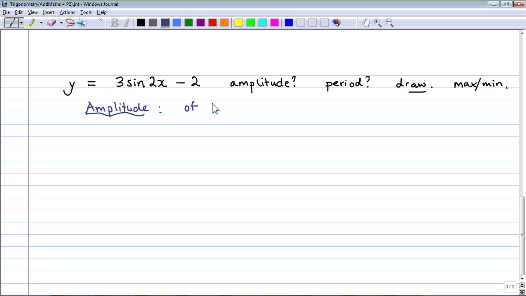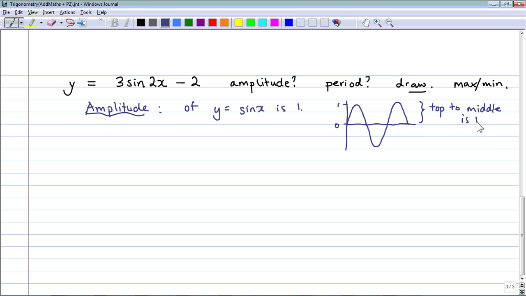Amplitude of y equals sine x is 1. What do I mean by that? I mean that if we draw a sine curve, the distance from the top to the middle is 1. And of course that's also the distance from the bottom to the middle. So the amplitude is 1, not 2. Okay? Notice it's not the distance from the top to the bottom, but from the top to the middle.